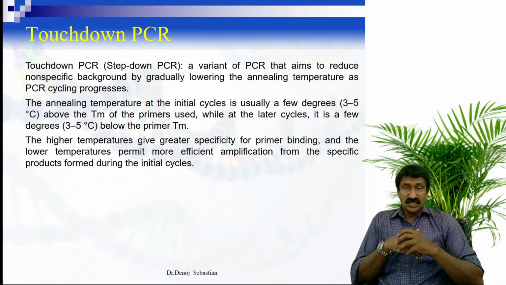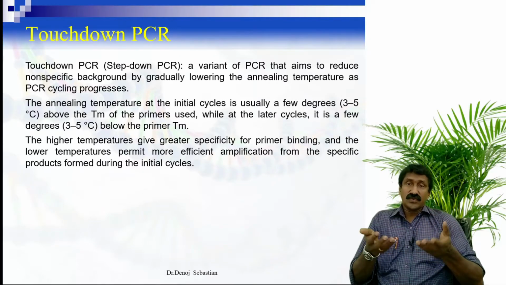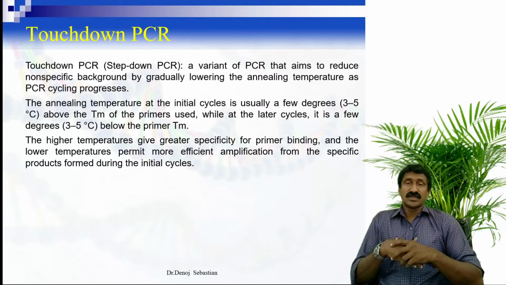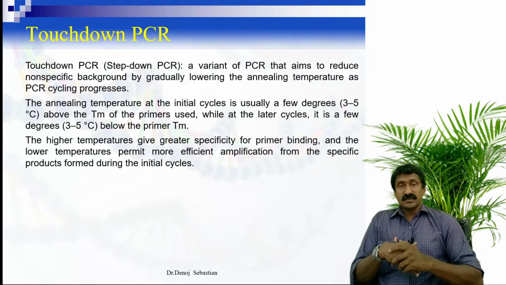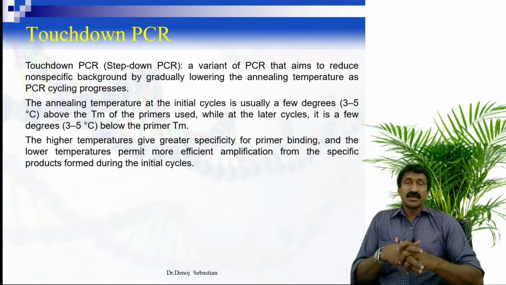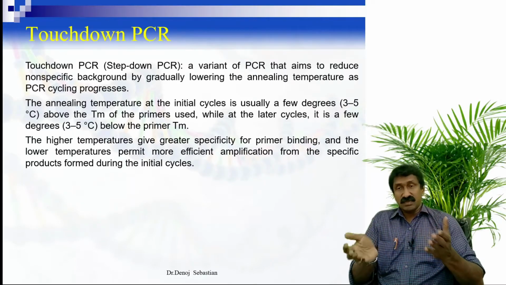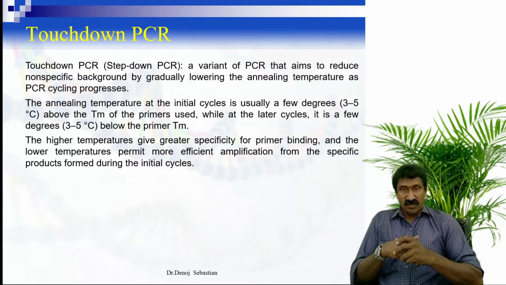a high temperature initially, but after a few cycles, since there is a sufficient quantity of the templates already produced, you can bring down the annealing temperature, and non-specific binding will not be an issue with more templates available after the initial cycles of amplification.